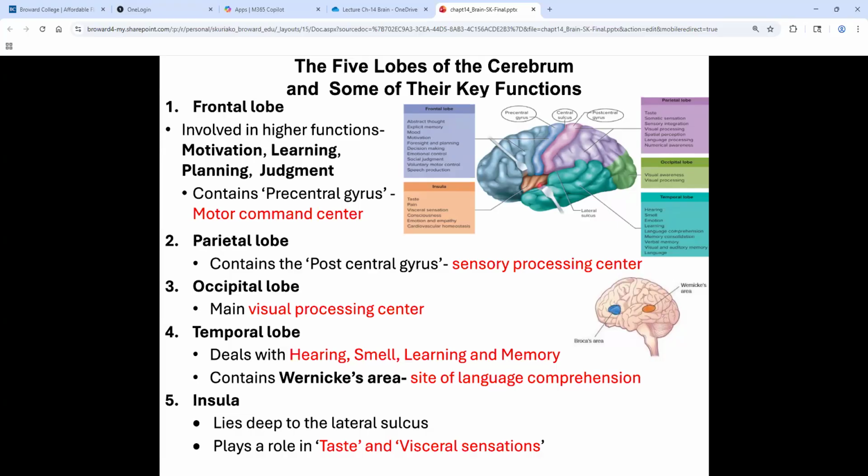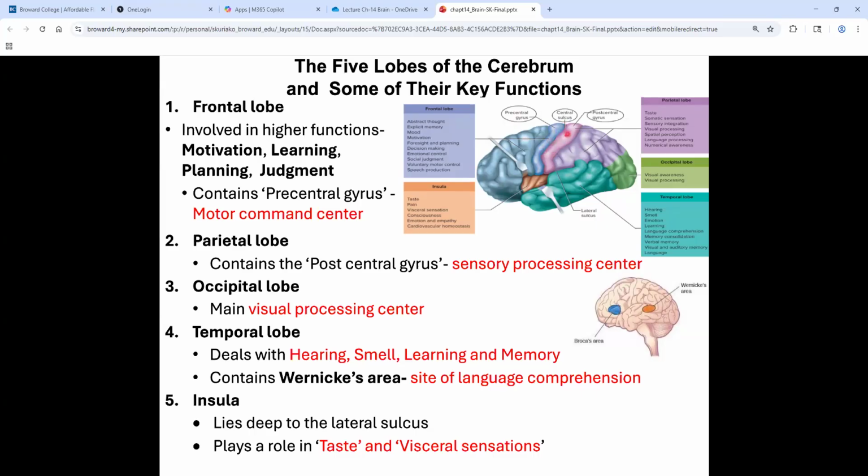Functions of each lobe. Frontal lobe is associated with higher functions. What are the higher functions? What are you doing now? Learning. It's a higher function. Motivation, judgment, planning. All these things are higher functions, which humans have. And so this is all in the frontal lobe.